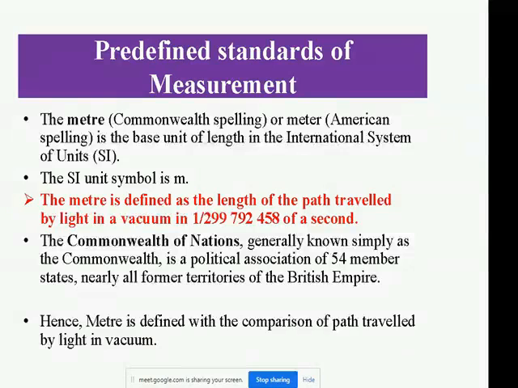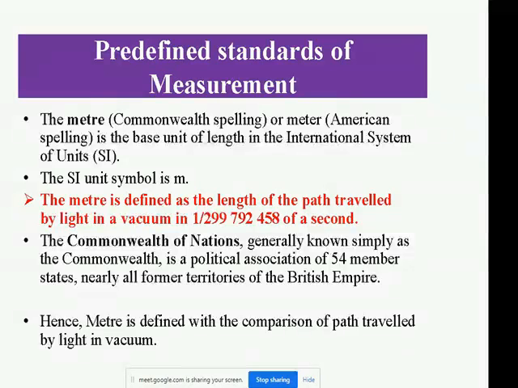The Commonwealth of Nations, generally known as simply the Commonwealth, is a political association of 54 member states, nearly all former territories of the British Empire. What is the Commonwealth of Nations? The term is very important, for the British Empire, with 54 member states, nearly all associated with the territory of the British Empire.